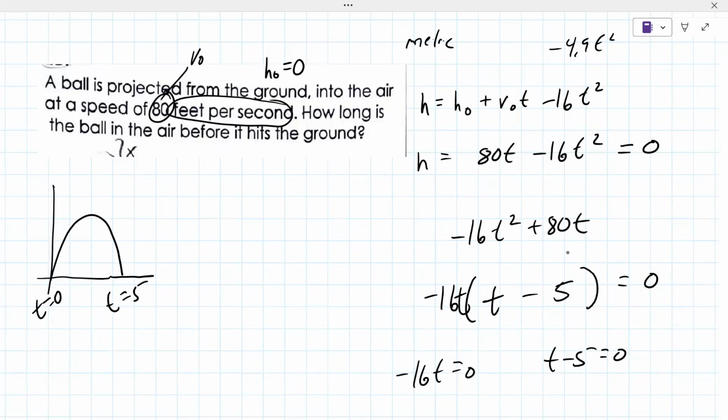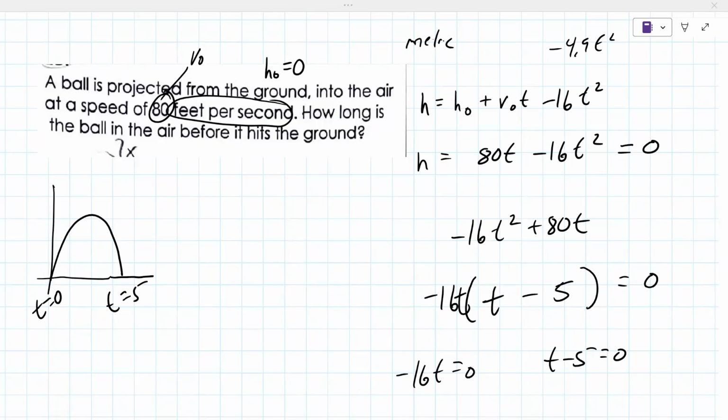So how long the ball was in the air would be 5 seconds then. Yeah, the difference of the x zeros. Okay, got it. It seems substantially easier than what you were doing in your tests.